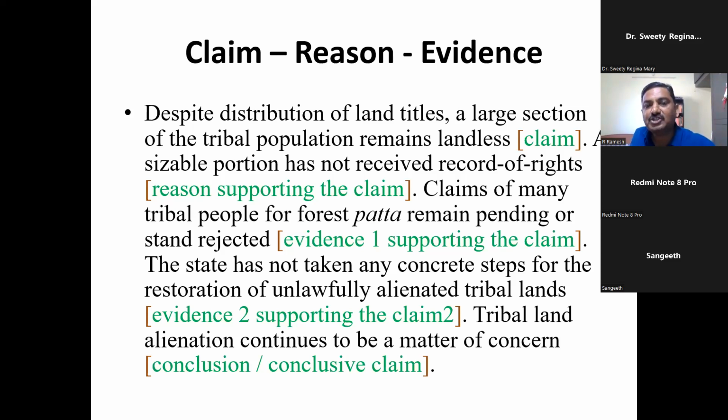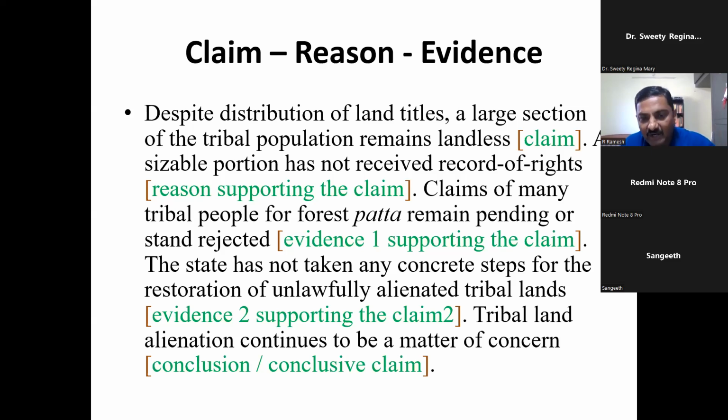A sizable portion has not received records of right. They don't have records of right. Through my data, I found many people don't have records of right. So that is my reason for supporting the claim. And what is my second reason? Claims of many tribal people for forest patta remain pending or stand rejected. Either they are pending or they stand rejected, then how do you say you gave land to the tribals? So that is my evidence to support my claim.